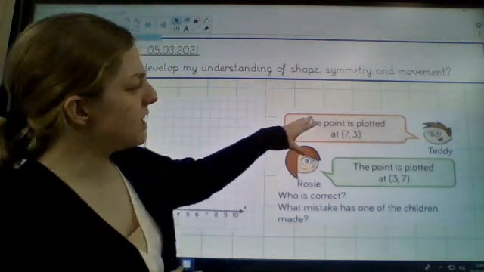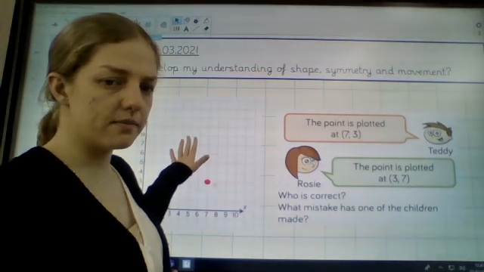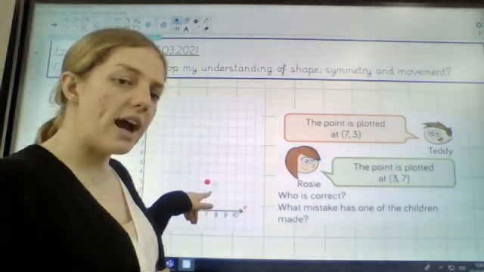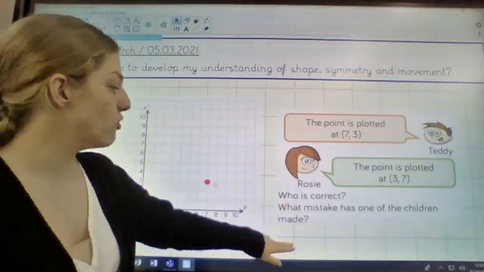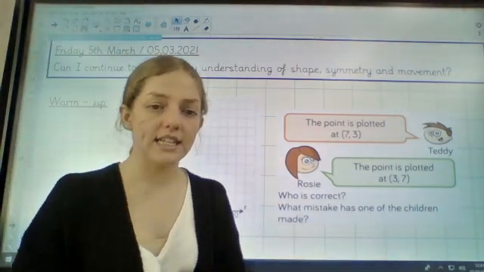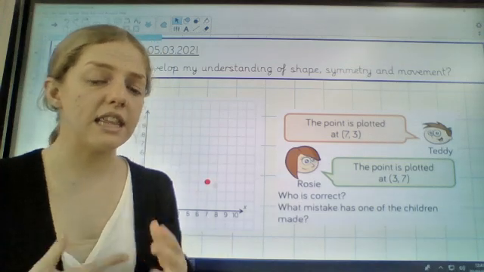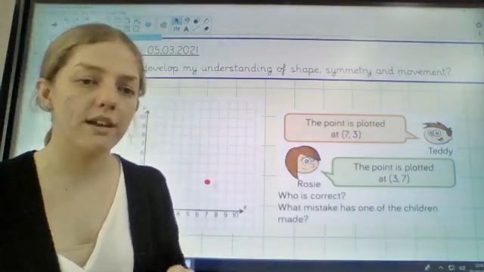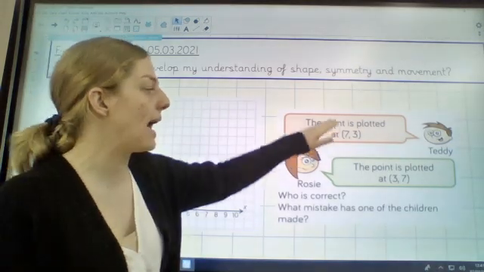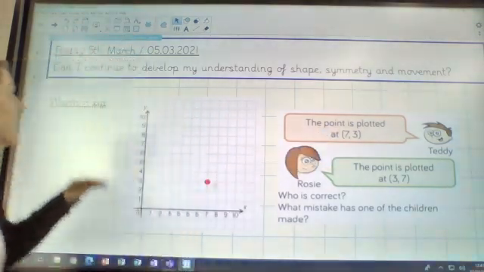So you need to have a look at this chart and see where this has been plotted on the chart and who is correct. So is it Teddy or is it Rosie? Who is it that has made the mistake? So they've used the same numbers, they've just put them a different way. So whose way is correct? Okay.